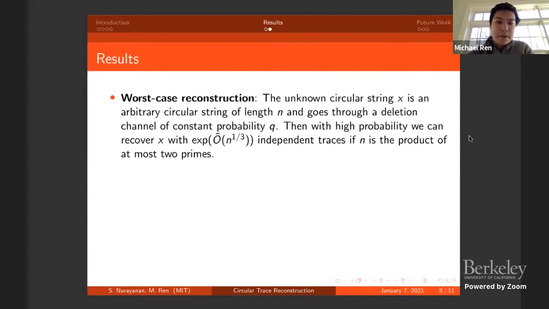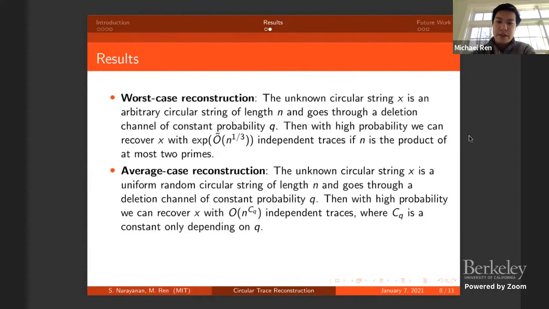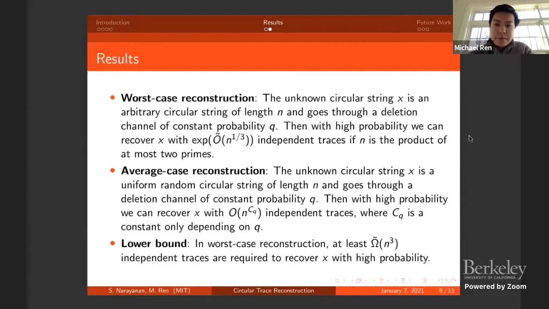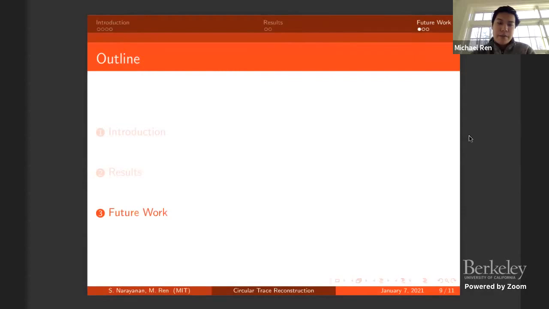For average case reconstruction, in this case, the circular string is some random circular string. We've shown that we can reconstruct it with polynomially many traces, where the exponent is going to depend on the deletion probability, and it will tend to infinity as the deletion probability tends to one. Finally, for the lower bound, we've shown that up to log factors, we need at least n cubed independent traces for the worst case, compared to the n to the 3/2 that is known for the linear strings. So there's a lot of future directions that this can be taken in.